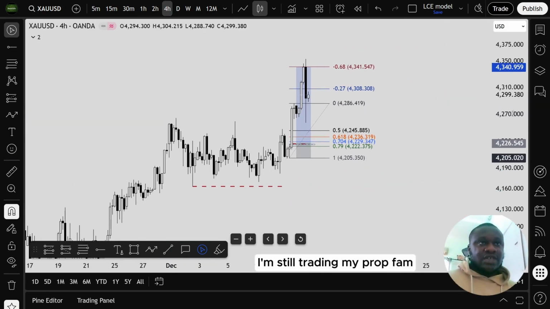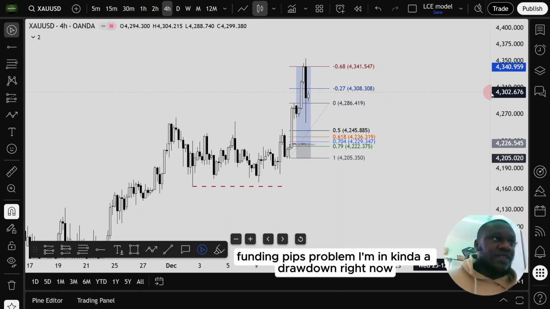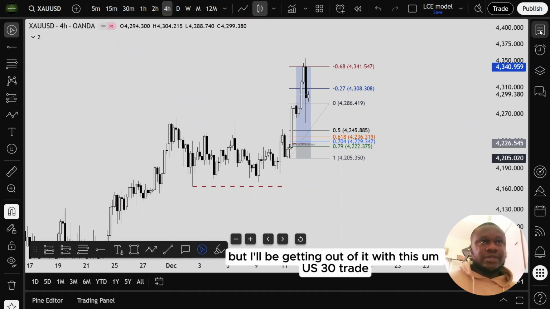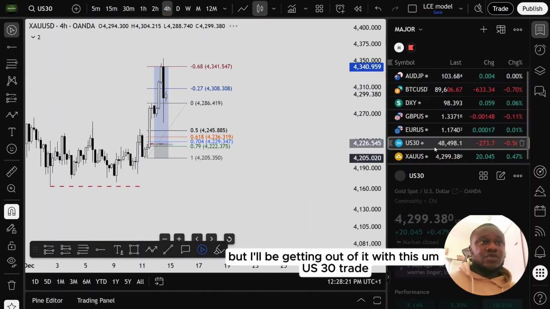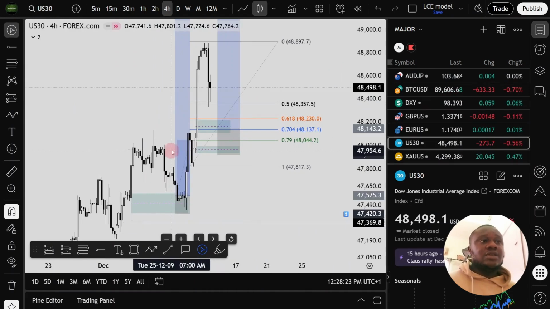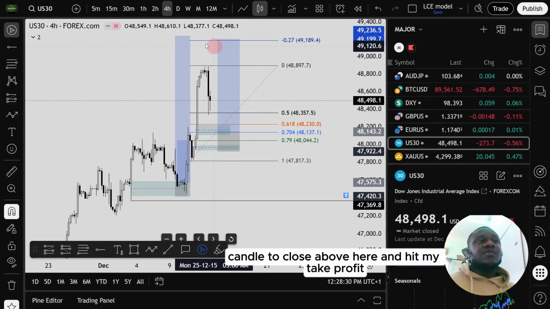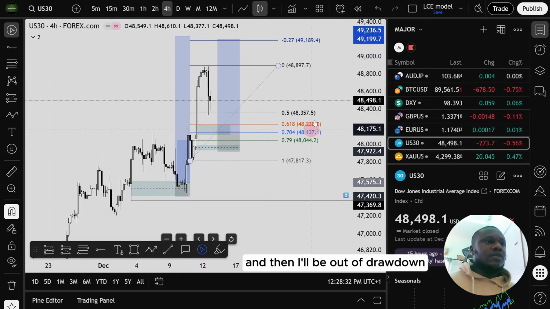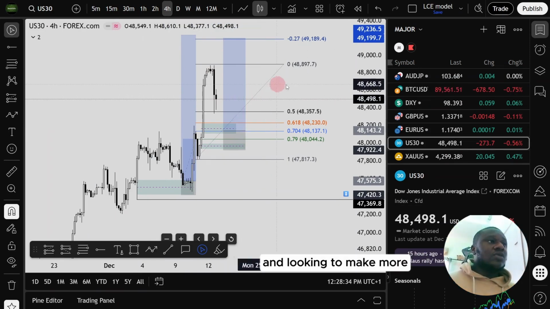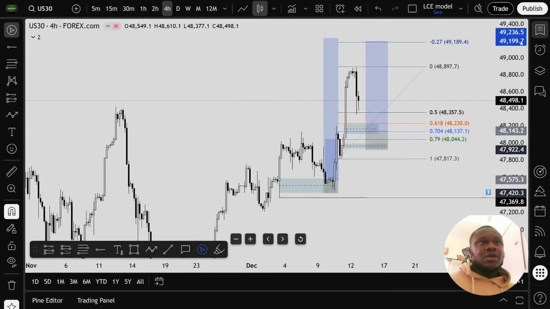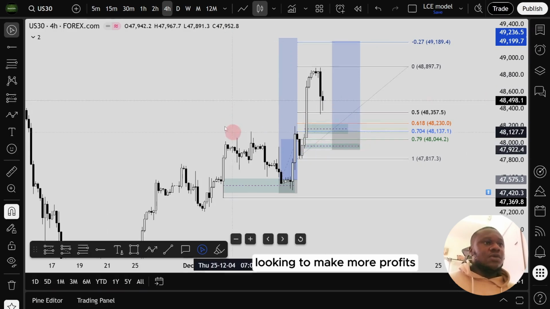I'm still trading my prop firm, my forex, Funding Pips prop firm. I'm in kind of a drawdown right now, but I'll be getting out of it with this US30 trade. I'm out of it already anyway. I just need this candle to close above here and hit my take profit, and then I'll be out of drawdown and looking to make more profit.